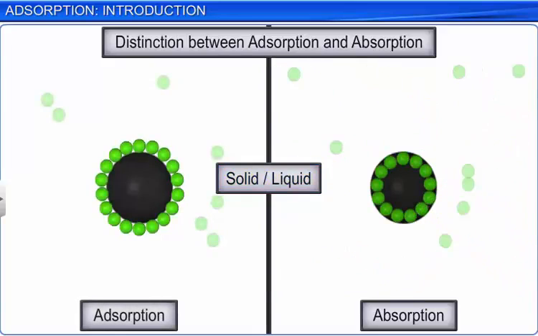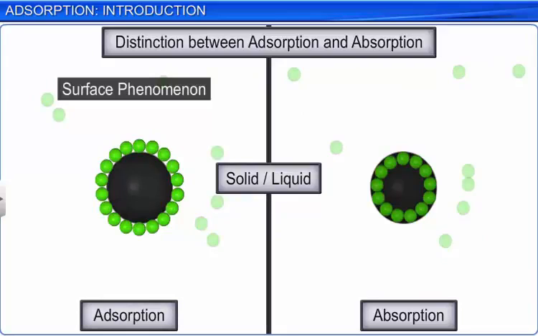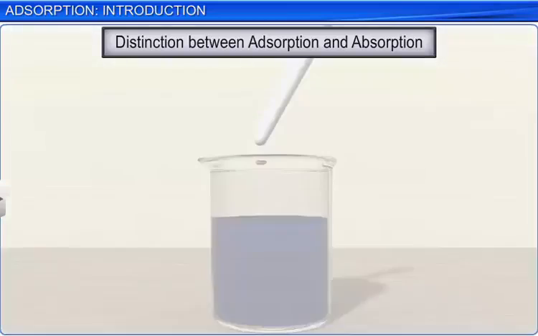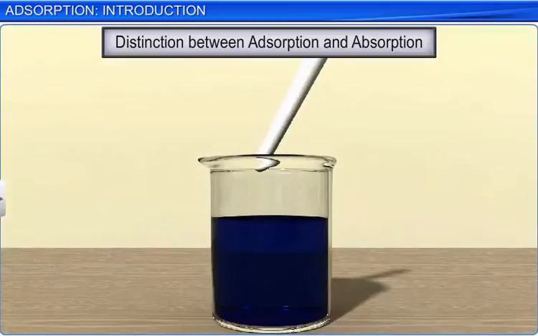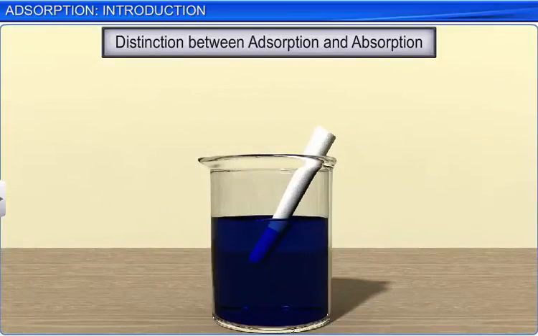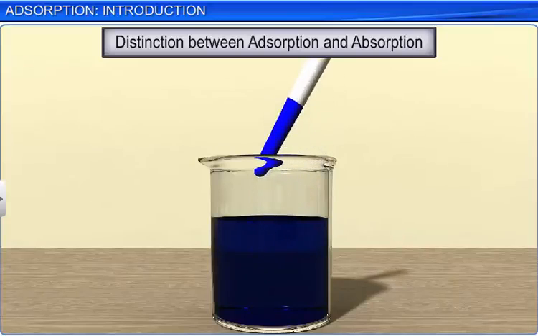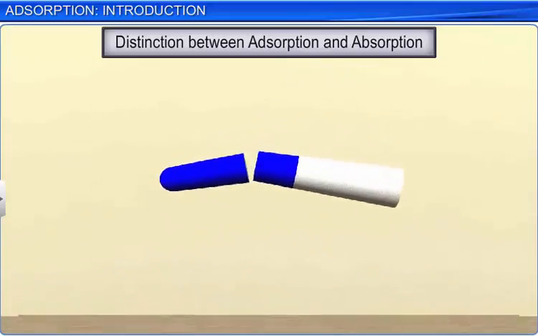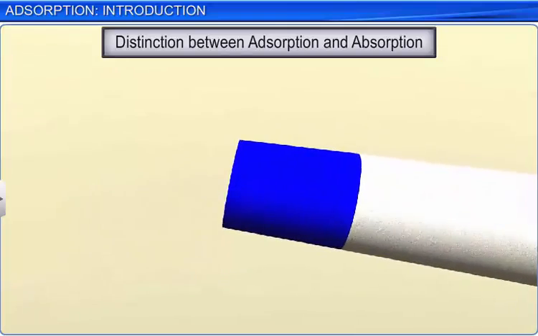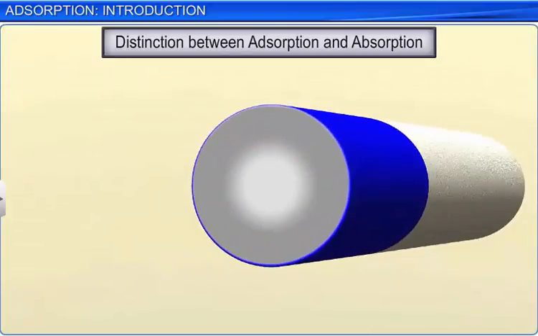Adsorption is a surface phenomenon, whereas absorption is a bulk phenomenon, and the substance is uniformly distributed throughout the bulk. Let us understand this difference through an example. If a piece of chalk is dipped in a solution of ink and then broken, it is found that the actual pigment, the ink, is present only on the surface of the chalk and has not moved into the bulk of the solid.